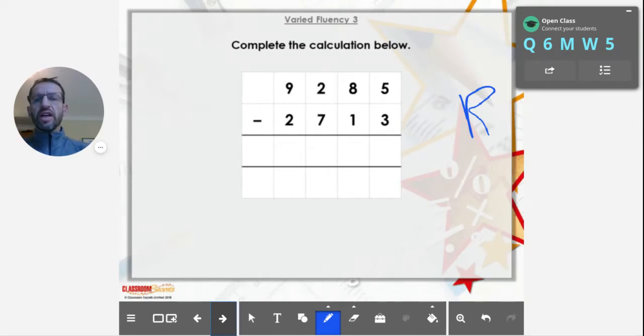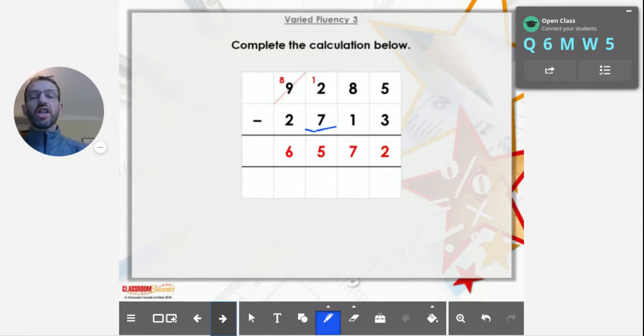Yeah, working from the right-hand side across to the left, looking to see if we've got to exchange. Which column do we need to exchange in? Can you see? Exactly, it's the hundreds. We're going to have a little bit of an issue there with the hundreds. Everything else can be taken away and we can find out the answer. There you go. Couldn't take the 7 away from 2 because 2 isn't big enough. So we exchanged from the thousands and there you have your answer.